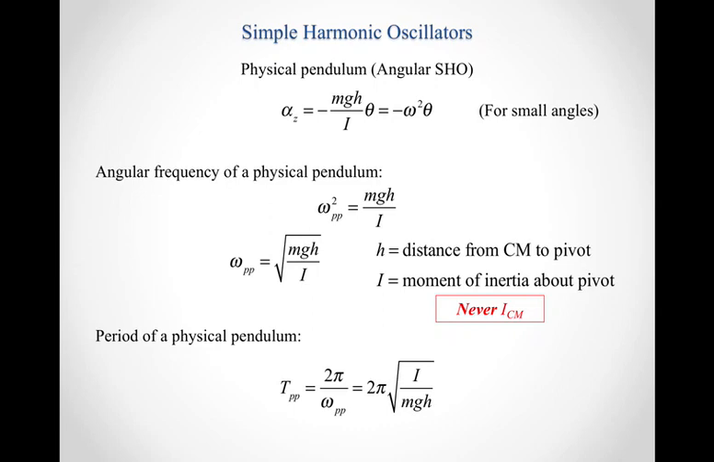For all three of the simple harmonic oscillators that we're going to deal with, spring and mass system, simple pendulum, physical pendulum, we now have a way to calculate what the angular frequency of each of those is and what the period of each simple harmonic oscillator is based on the physical parameters of each system.